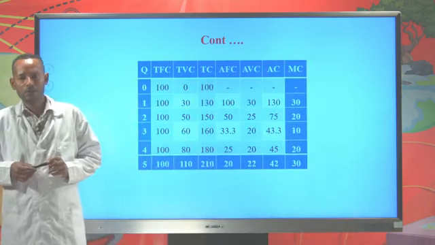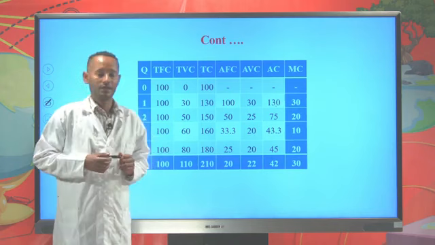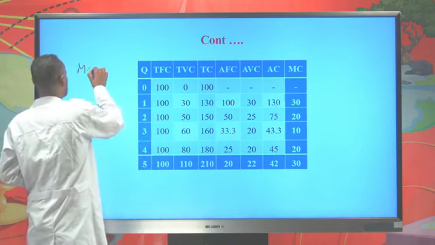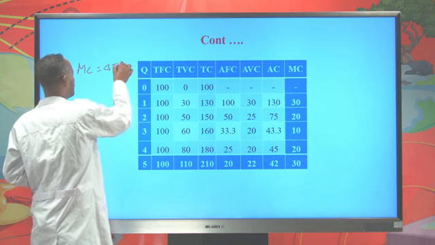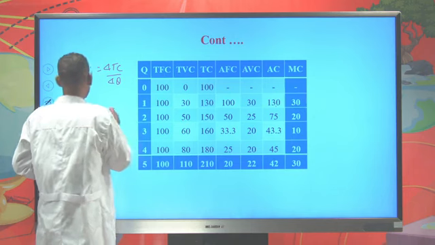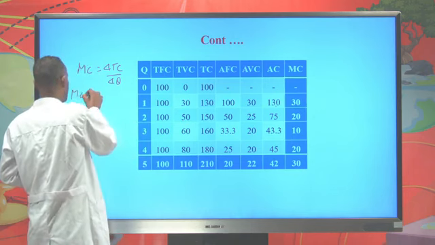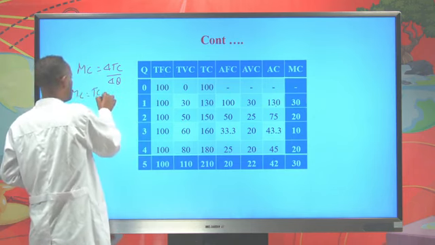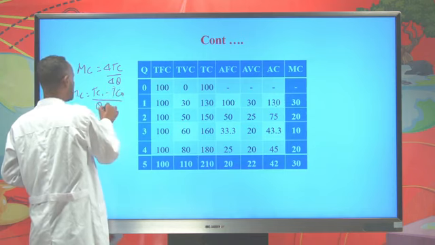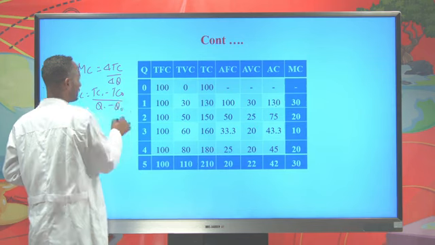Now, the marginal cost of production is mathematically calculated by dividing the change in the total cost of production by the change in output produced and sold. This means the MC is the change in TC, which is TC final minus TC initial, divided by Q final minus Q initial, which is the change in Q.